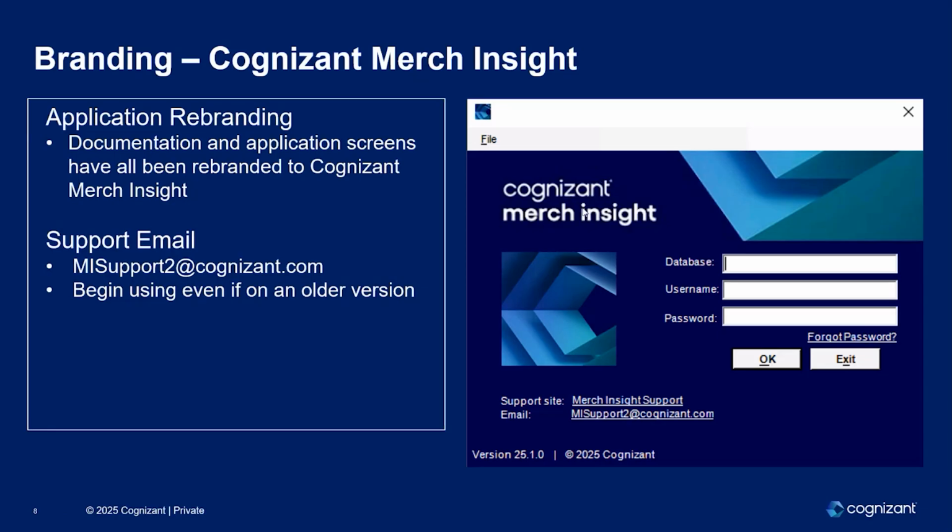So effective with the 2501 release, all documentation and screens within the application will use this new logo and the branding information. One key note we want to call out is our support site email will be changing. So the new email address will be misupport2@cognizant.com. We will continue to support the old email address, but we just want to bring that out and start getting everybody acclimated and using the new support site email.